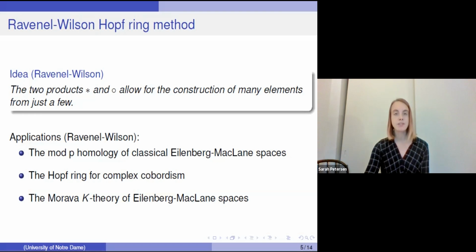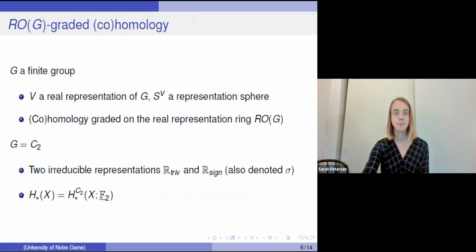Given that these products describe so much structure non-equivariantly, it is a natural question to ask if additional computational leverage can be gained by studying them in the equivariant setting. To discuss this, we'll begin by recalling some foundations of equivariant homotopy theory, in particular RO(G)-graded homology.